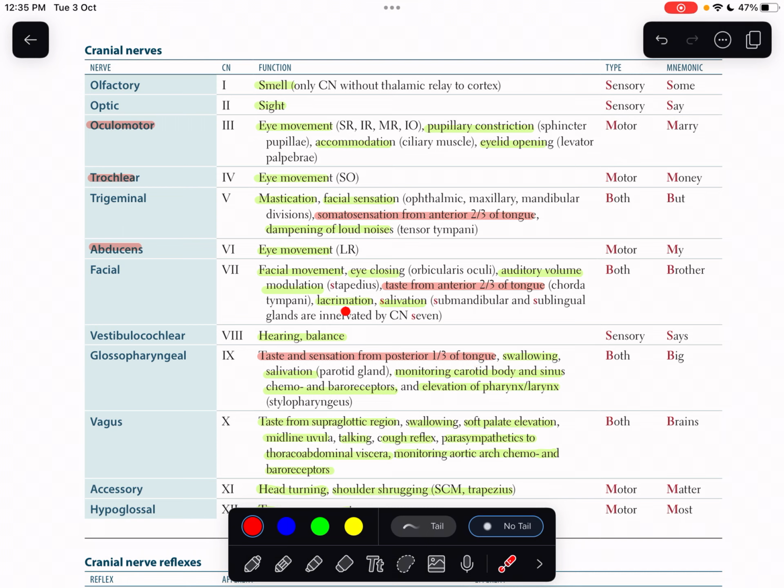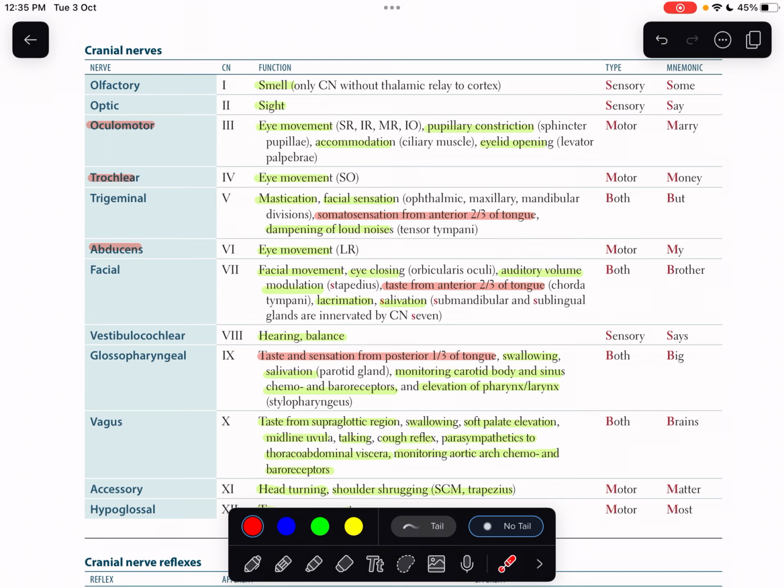Okay, then facial is involved in lacrimation and salivation. For salivation, the submandibular and sublingual glands are innervated by cranial nerve 7. So whenever you see something tasty, this facial nerve is involved. The saliva is going to be produced more and more as you are seeing burgers or very tasty foods. Then vestibulocochlear, your eighth nerve, for hearing and balance, because the cochlea is in the ear, right? So this means that it is related to hearing and balance.